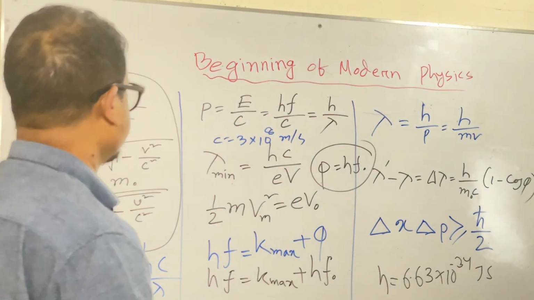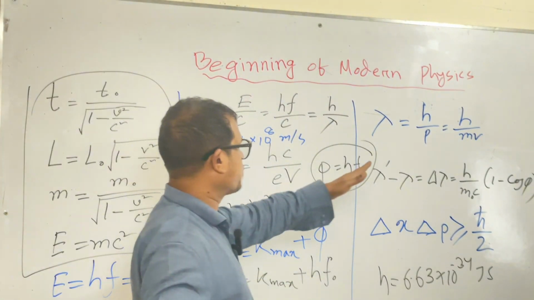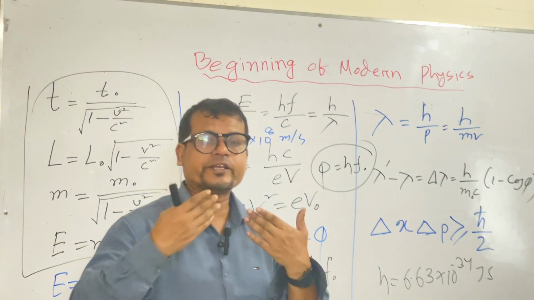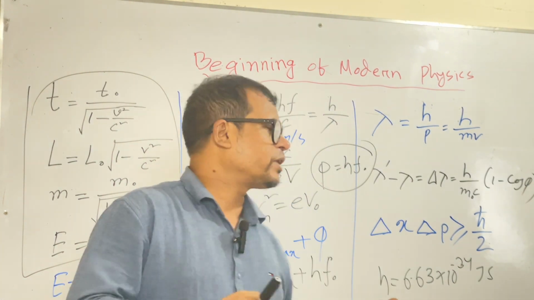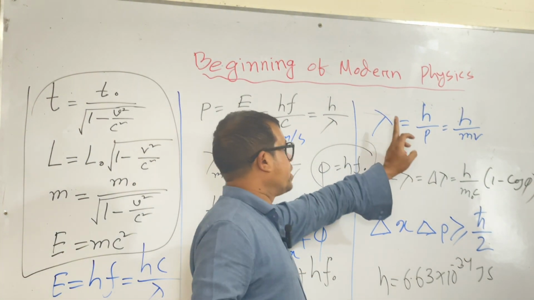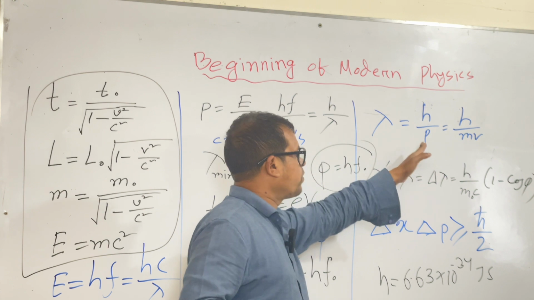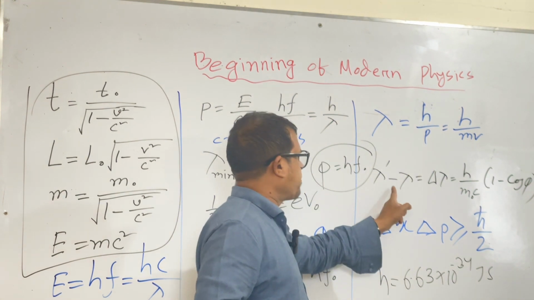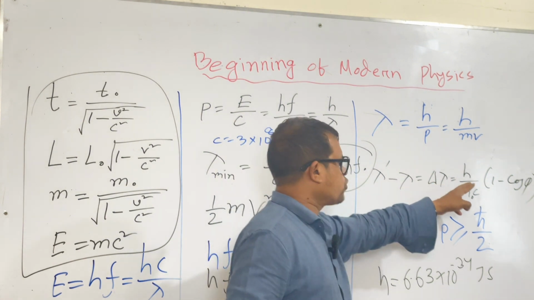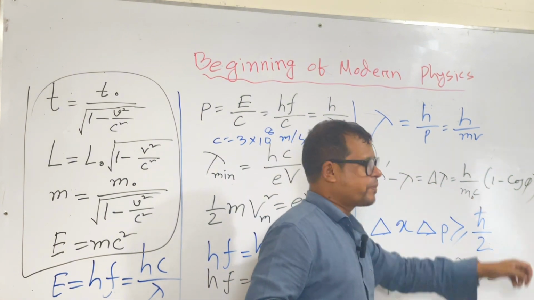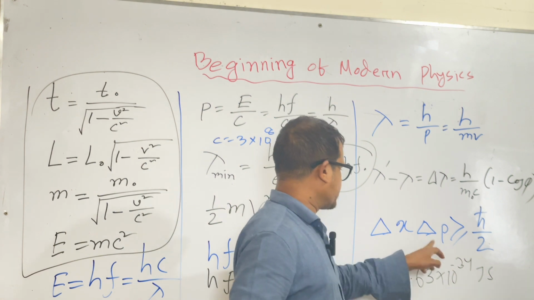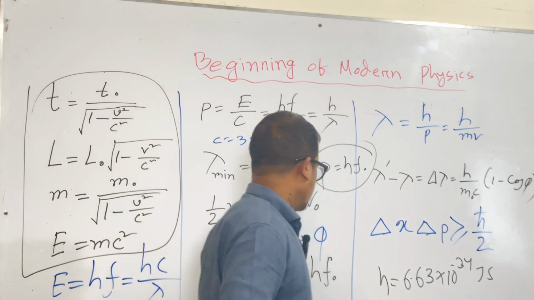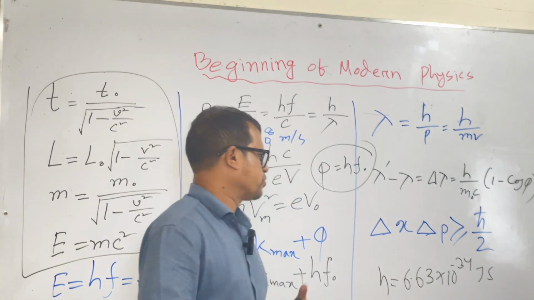These are very important and significant formulas, but for remembering them you have to do a lot of mathematics. Again, lambda equals h over p is the de Broglie wavelength. When you want to find the de Broglie wavelength, you have to use this formula. Lambda prime minus lambda equals del lambda equals h over m naught c times bracket 1 minus cos phi. Del x del p is greater than or equal to h cut over 2.